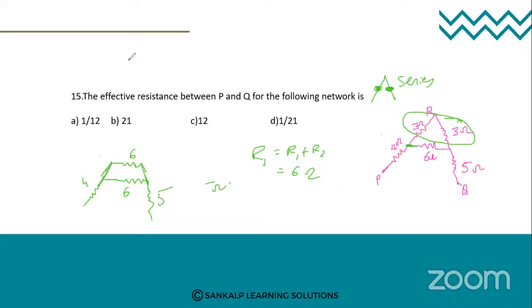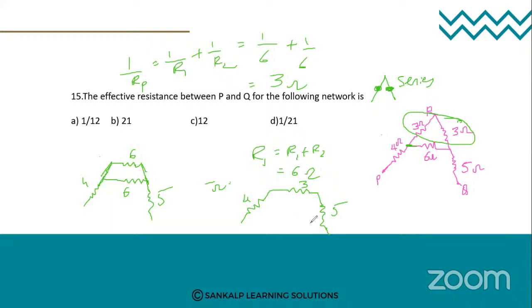So for the parallel combination, 1 upon Rp is equal to 1 upon R1 plus 1 upon R2. So that will be 1 upon 6 plus 1 upon 6. The answer will be 3 ohm. Okay. So now the effective resistance will be what? This is the 4 ohm. This is 3 ohm. And here it is 5 ohm.